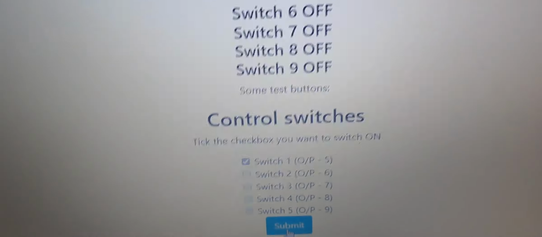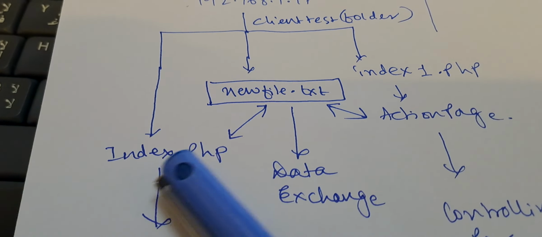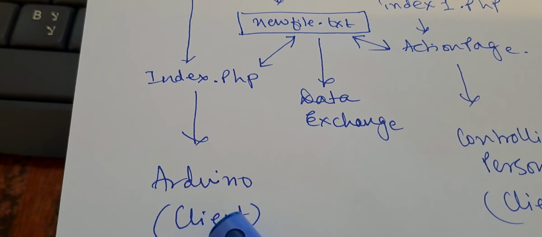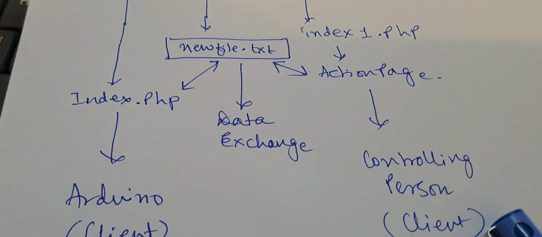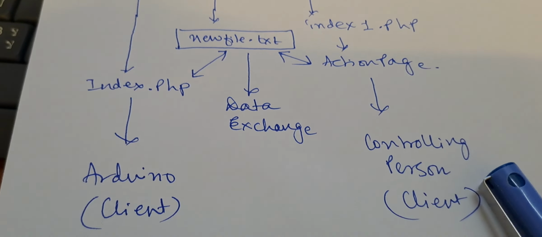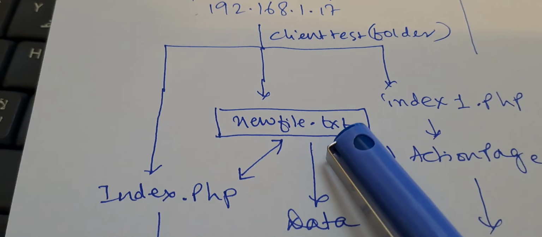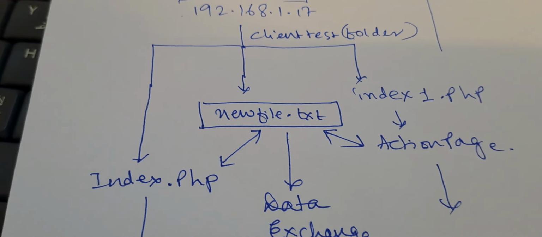So basically, what has happened in this project? We have used two files, index.php and index1.php. The Arduino Uno contacts index.php, and the person controlling the Arduino contacts index1.php. Both exchange data through the new file.txt. Like this, this Internet of Things device is working.